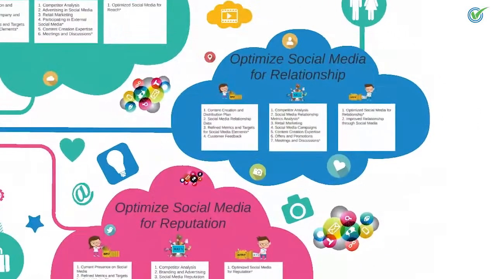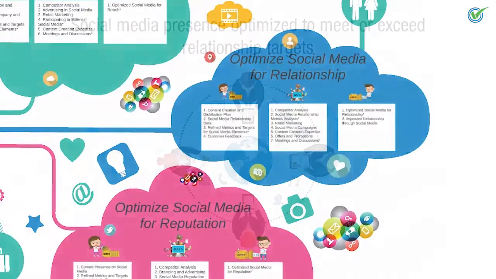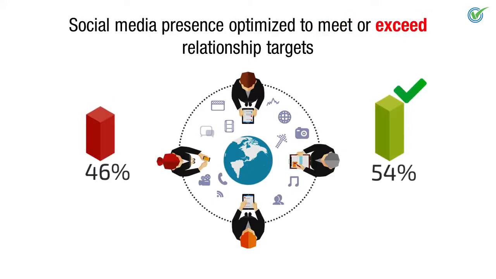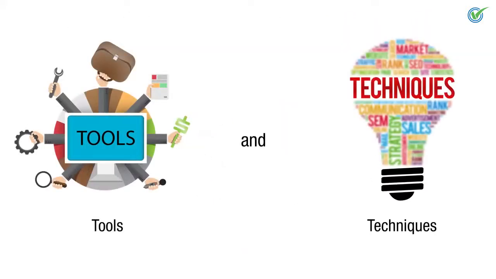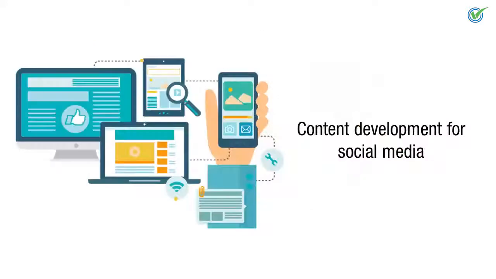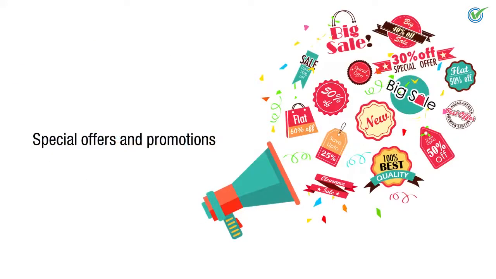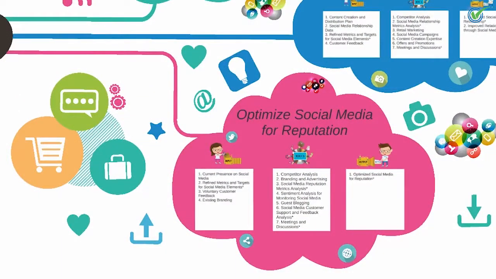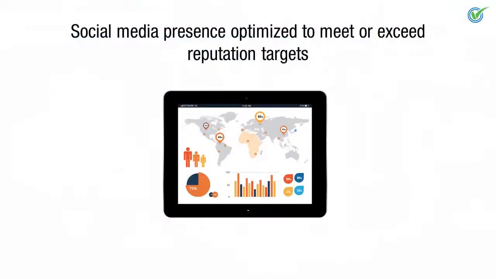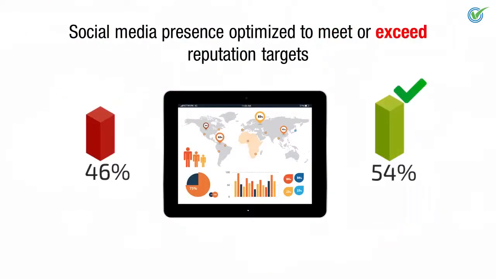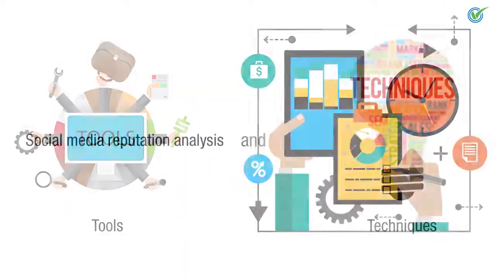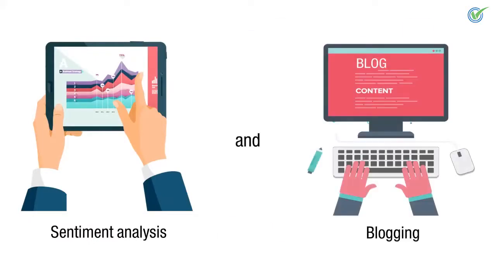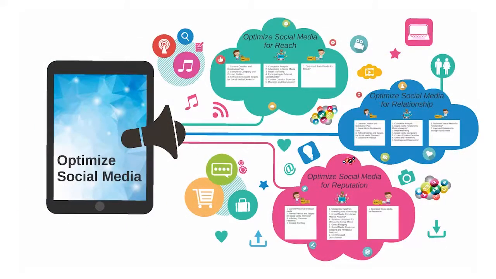Optimize social media for relationship. In this process, the company's social media presence is optimized to meet or exceed relationship targets, using various tools and techniques such as social media relationship analysis, content development for social media, special offers, and promotions. Optimize social media for reputation. In this process, the company's social media presence is optimized to meet or exceed reputation targets, using various tools and techniques such as social media reputation analysis, sentiment analysis, and blogging. This figure provides an overview of the processes in this chapter.